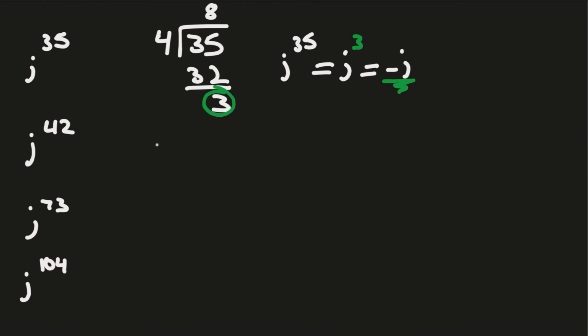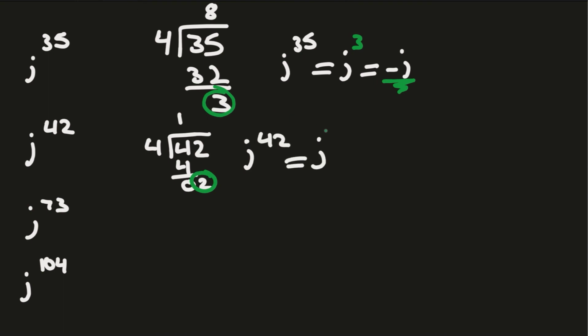I to the power 42. So in other words, we take 42 divided by 4, and then we can't do this, so our remainder is 2. In other words, I to the 42nd power equals I to the second power, which we know equals negative 1.